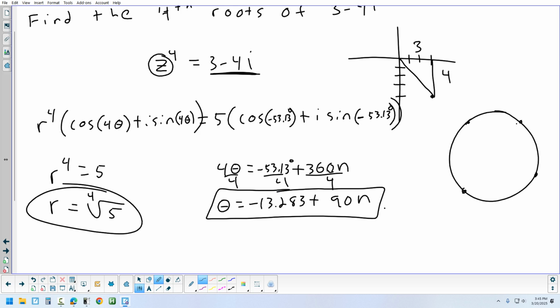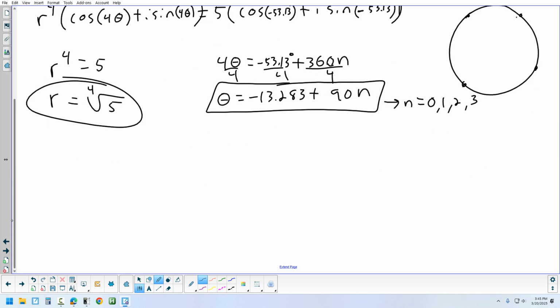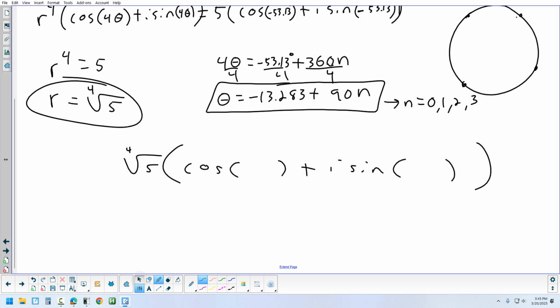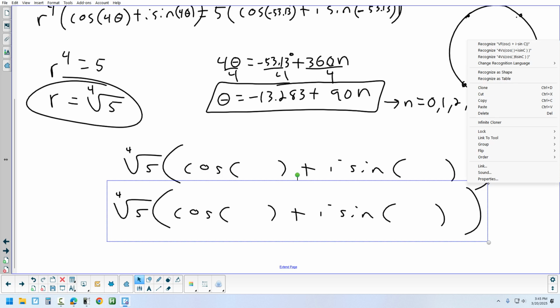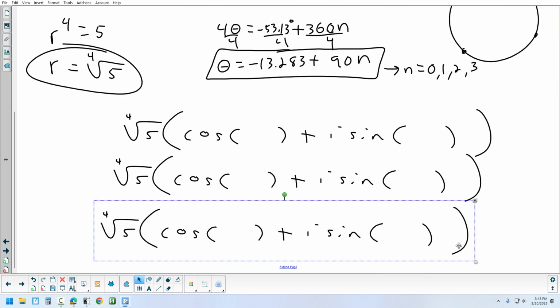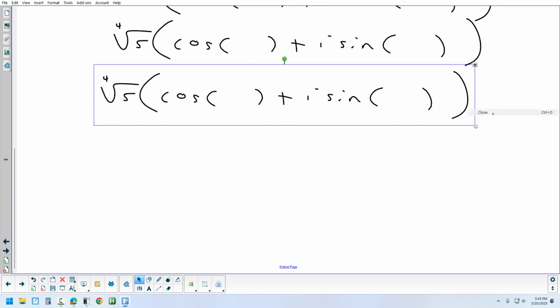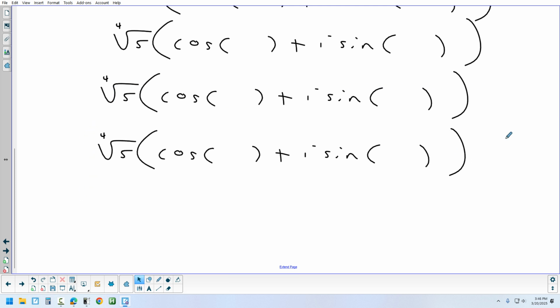You just have to remember that n is going to be what 4 numbers? Yep. 0, 1, 2, 3. All right. So now, when you write your 4 answers, you've got the 4th root of 5, cosine of an angle, i sine of an angle. You're going to write that 4 times. Put it there, there, and one more time. Okay, so that's how your 4 answers are going to look.